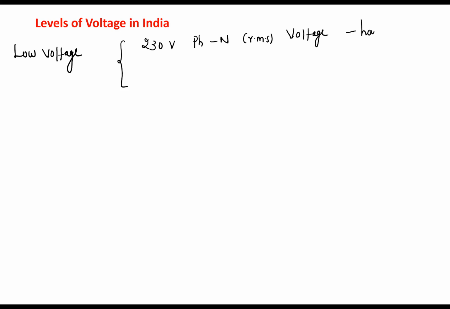Okay. Next, the second voltage which you know is 415. 415 volt line to line RMS voltage. This we get in our distributors in front of our houses.